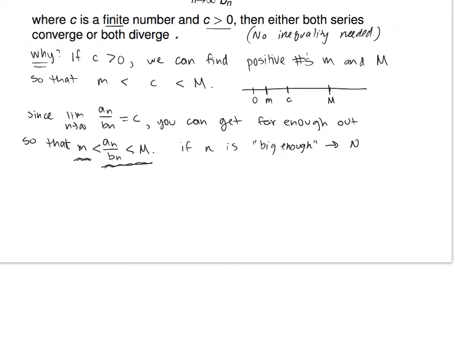Okay, another way to state that is that m times b_n is less than a_n, which is less than capital M times b_n. Do you agree with that? How did I get that from the thing I sort of squiggle underlined? You multiply b_n by everything. And how do I know that won't flip the inequalities? b_n is positive, right? That's our assumption of this test. Okay, now focus on this.